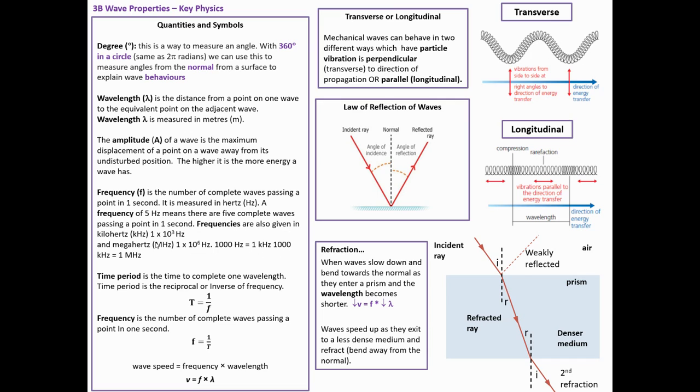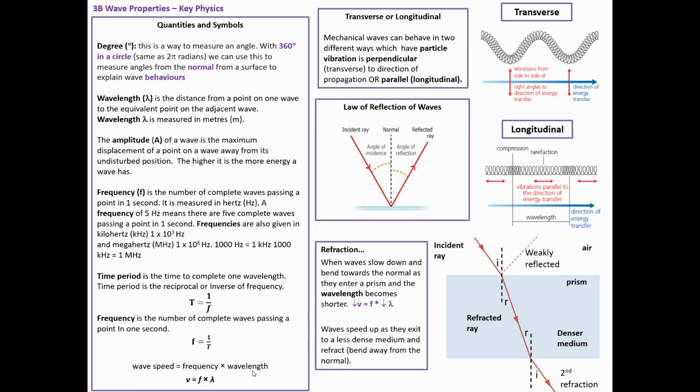So, very straightforward. Time period is the time to complete 1 wavelength. The time period is the reciprocal or inverse of frequency. So if I know how many hertz it is, I do 1 over that and I get the time period. Frequency is the opposite: frequency is 1 over the time period. So if it took a whole second for a wave to arrive, 1 over 1 is 1, a frequency of 1 hertz.